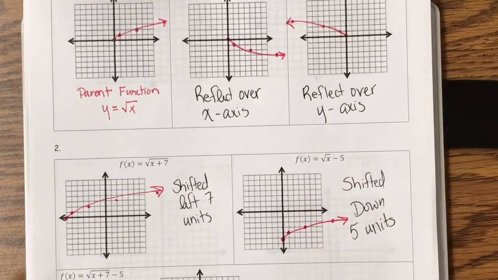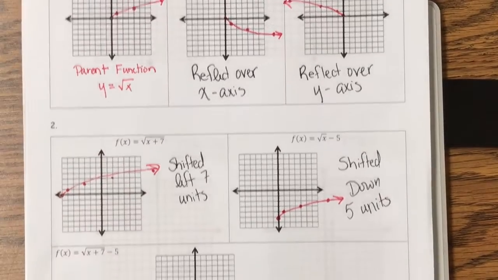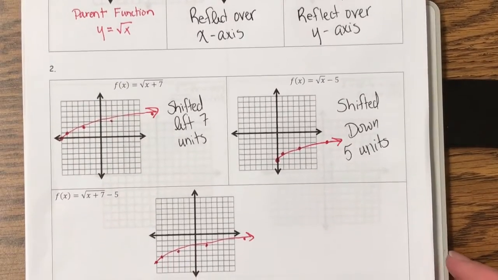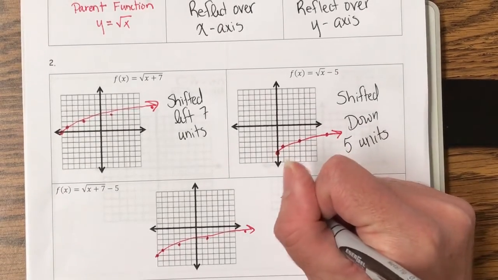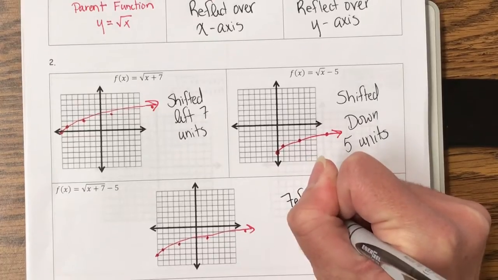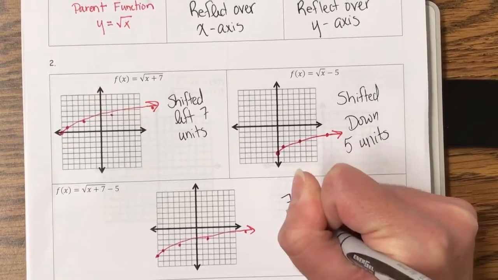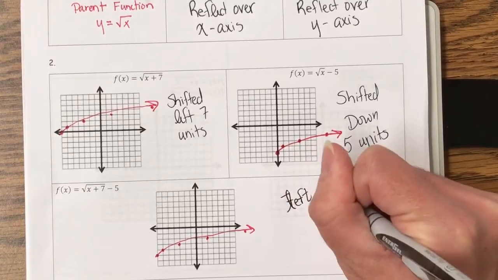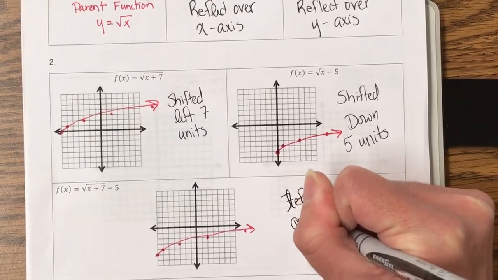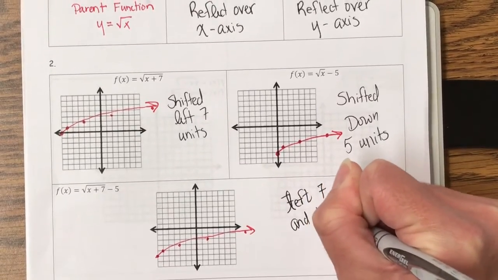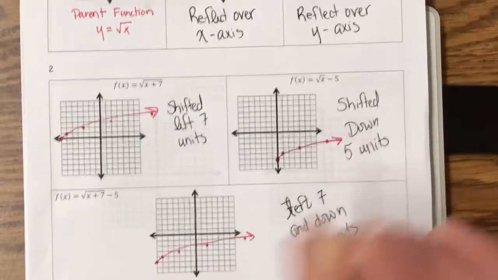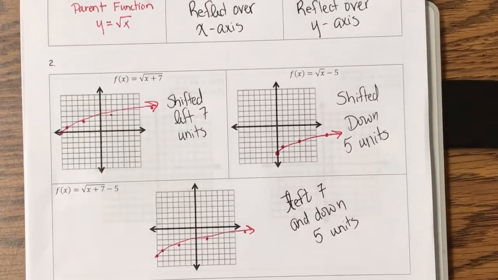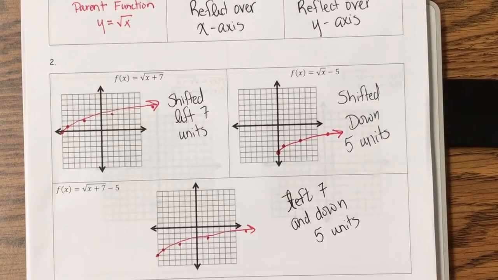And then last, when you put the two transformations together, so the plus 7 inside and then the minus 5 on the outside, we went left 7 and down 5 units. Okay, so just a review of our transformations.